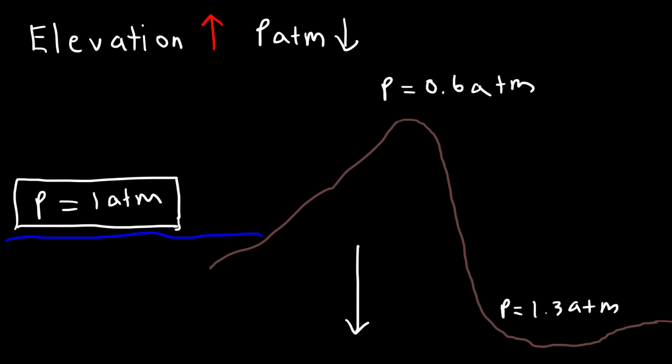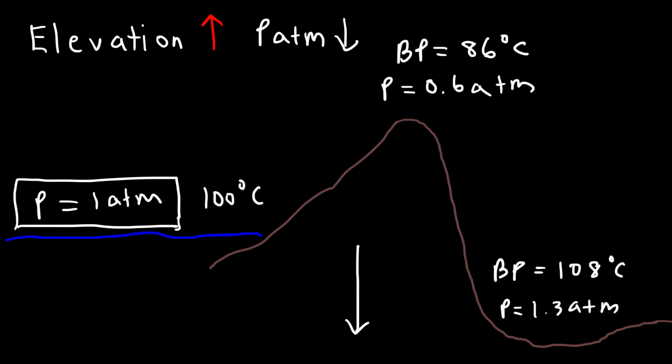So let's say if you want to boil water. The temperature at which water boils is dependent on the atmospheric pressure. At sea level, water boils at 100 degrees Celsius. But at the top of the mountain, the boiling point will decrease. So at a pressure of 0.6 atm, the boiling point of water is going to be around 86 degrees Celsius. Now, if you go down to a valley where the pressure is higher, the boiling point is going to be higher as well. The boiling point at this pressure will be around 108 degrees Celsius.